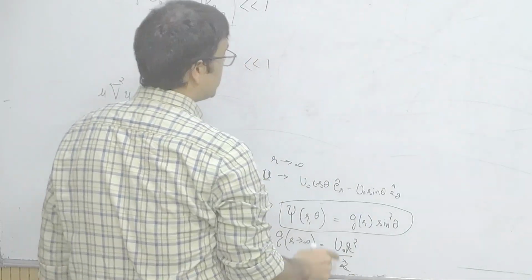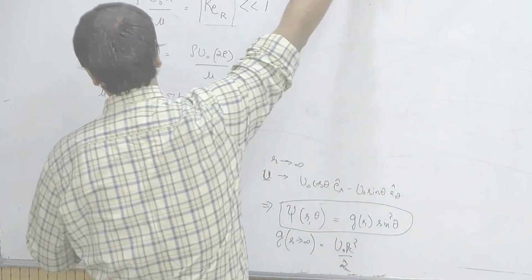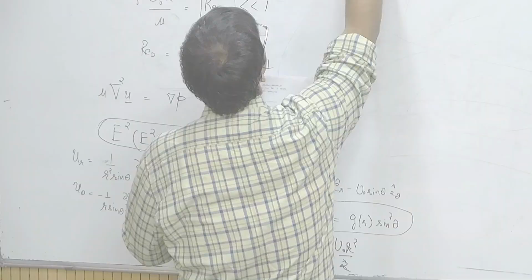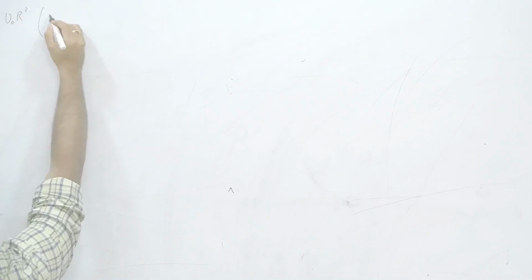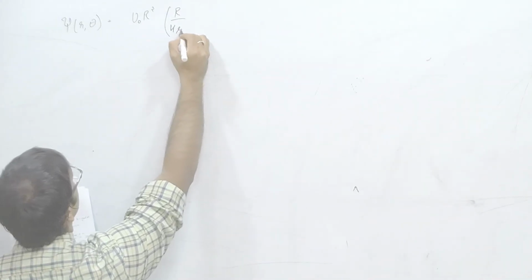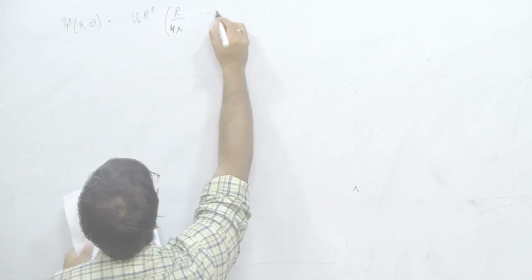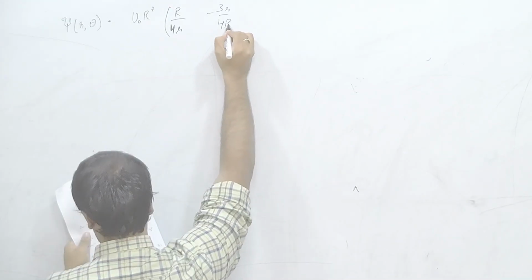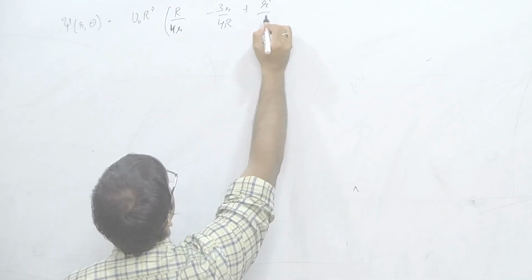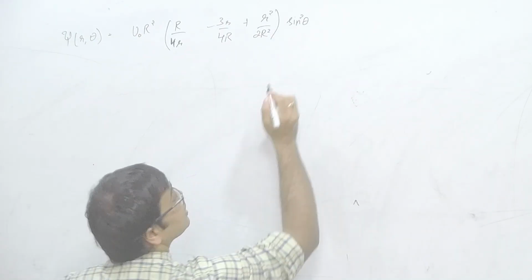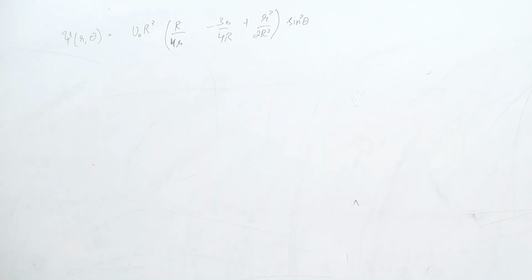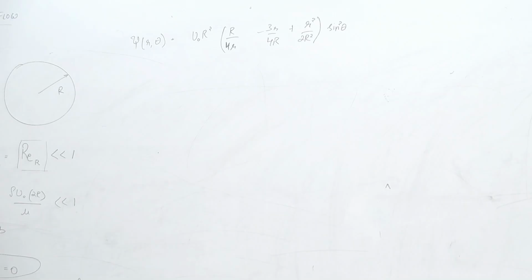So we have g of r. By substituting in the governing equation, we had found the solution, and the solution of psi was u naught r square capital R by 4r minus 3r by 4 capital R plus r square by 2 capital R square, times sine square theta. This is what we had found for psi of r comma theta.